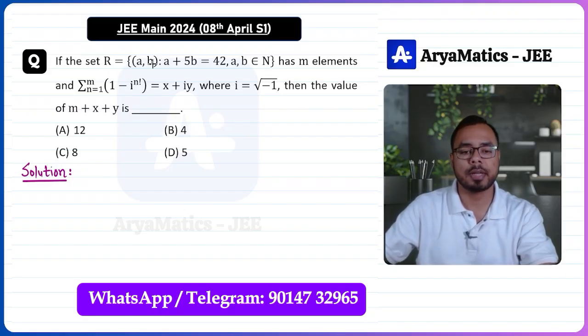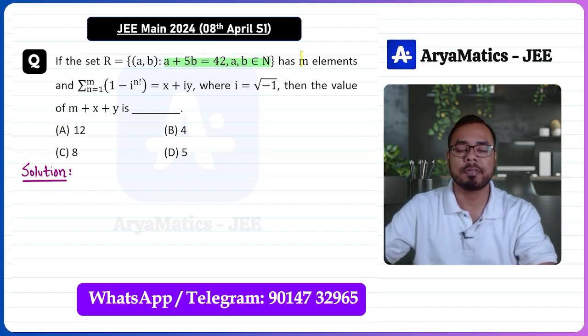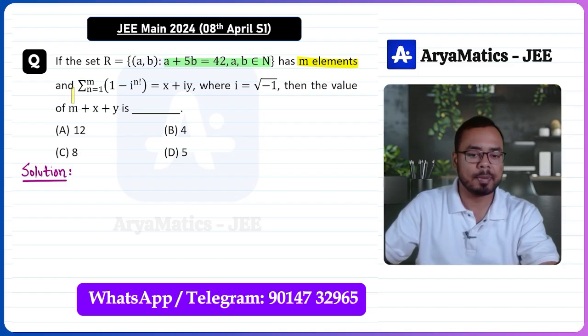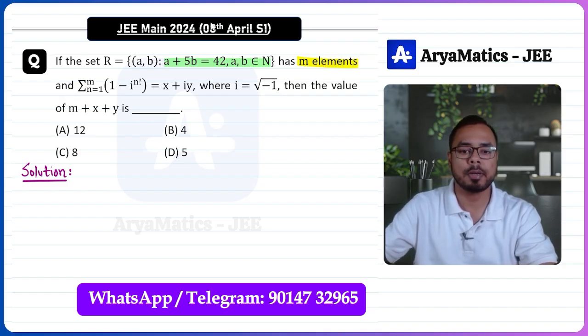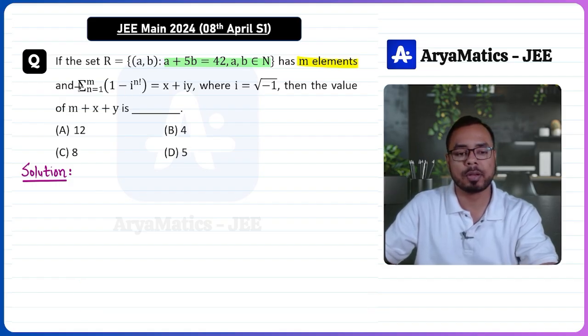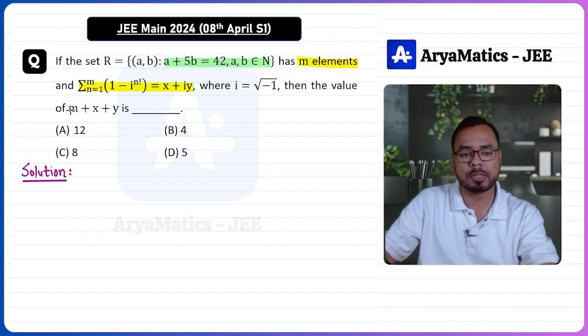If R is this set containing the ordered pair (a, b) such that a plus 5b is 42, and a and b are natural numbers. If this set has m elements and the value of this sum, sigma n from 1 to m, (1 minus iota raised to n factorial), is x plus iota y, where iota is root over minus 1, then we need to find the value of m plus x plus y.